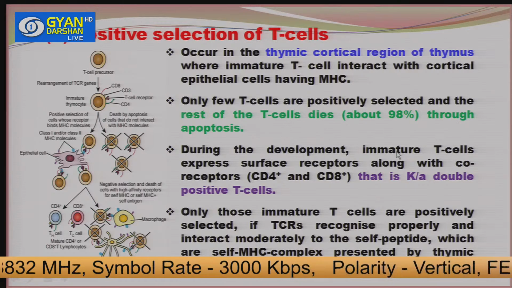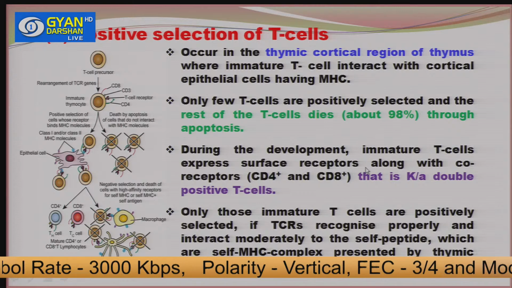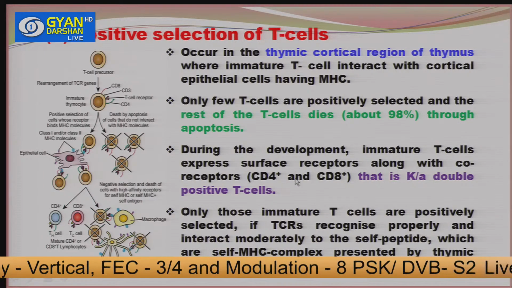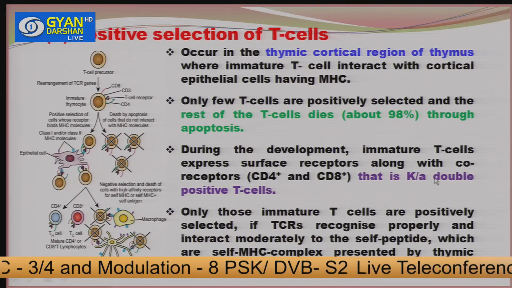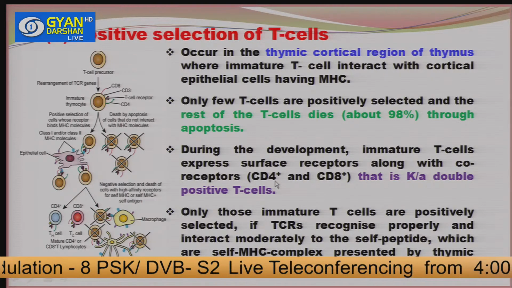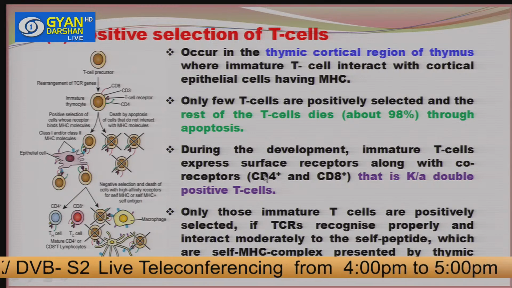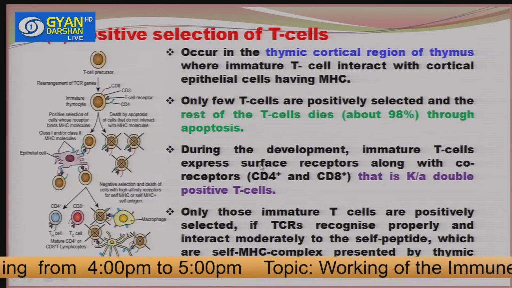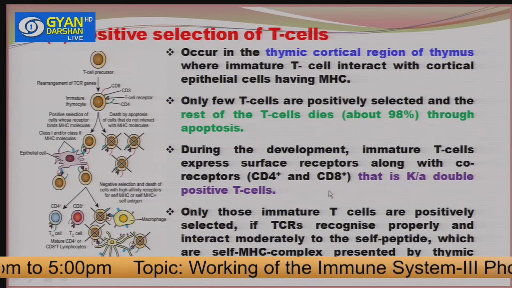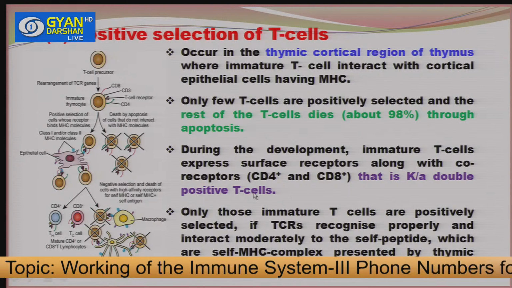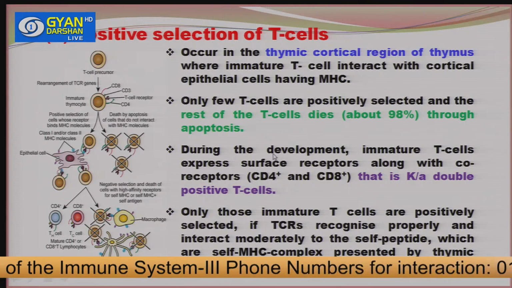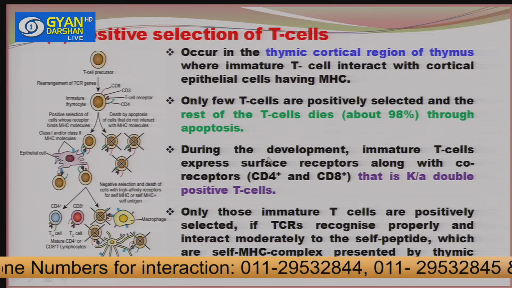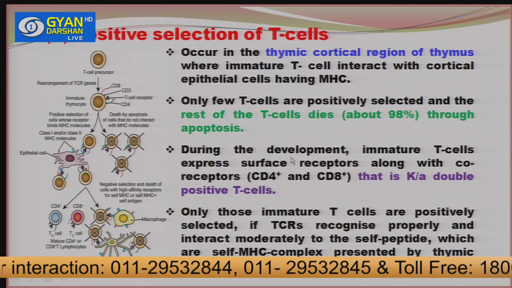During development, the T cell expresses the surface receptor along with the co-receptors CD4 positive and CD8 positive, which is known as double positive. So here the CD4 positive and CD8 positive co-receptors are there, and these are known as double positive T cells. This is a very important process. Your T cells will mature with the help of this mechanism.